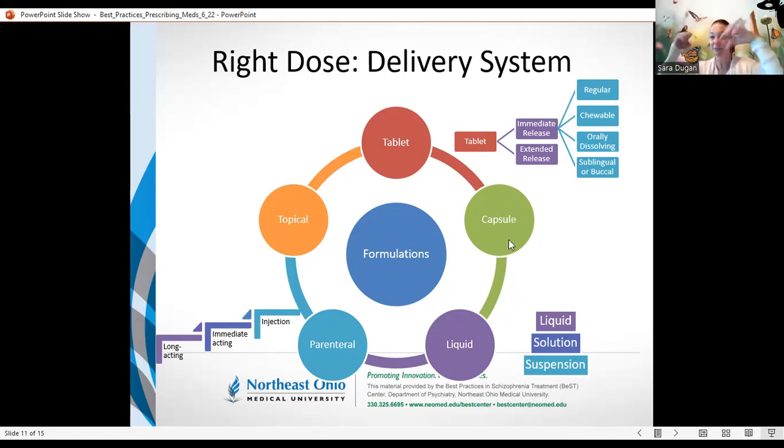We may be able to dump out the contents of a capsule. Maybe we can go to a tablet that's a chewable or an orally dissolving tablet so that they don't have to worry about having to swallow their medications. So we've got quite a few options that we can think about, both short-term and in some cases more longer-term options. So just kind of a reminder that sometimes the medication is right, the dose is right, but it's really more of a matter functionally of getting that medication into where we need it to work.